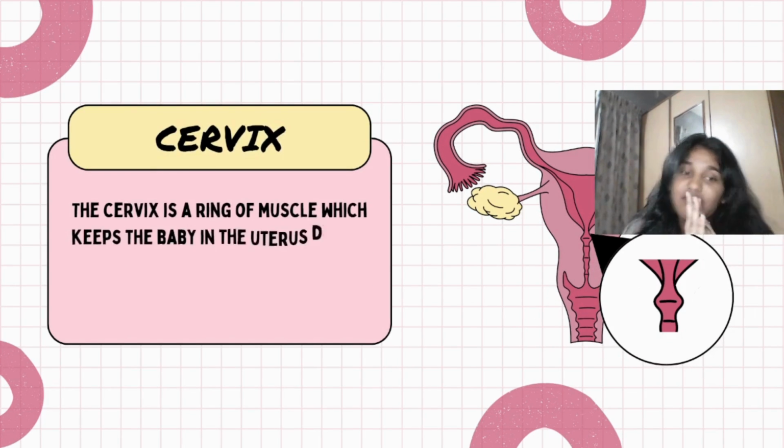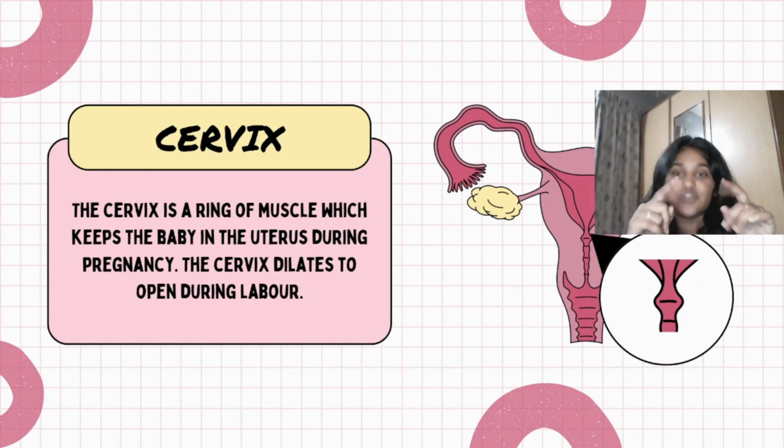Then we have a cervix. You can see a small tube-like structure, right? It looks like a straw. That's called a cervix. The cervix is a ring of muscle which keeps the baby in the uterus during pregnancy. The cervix dilates and opens up during labor. Labor is when the child is coming out.